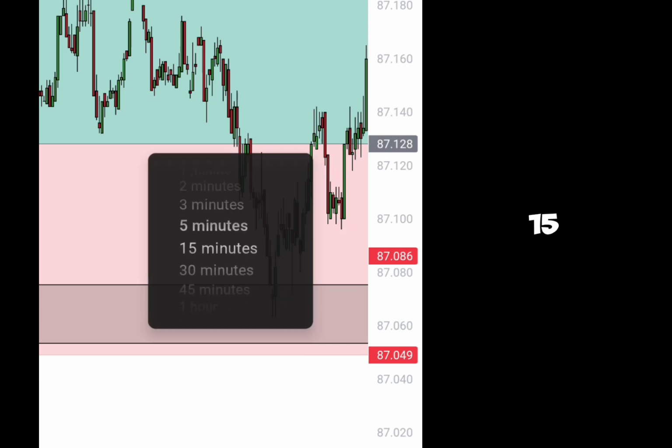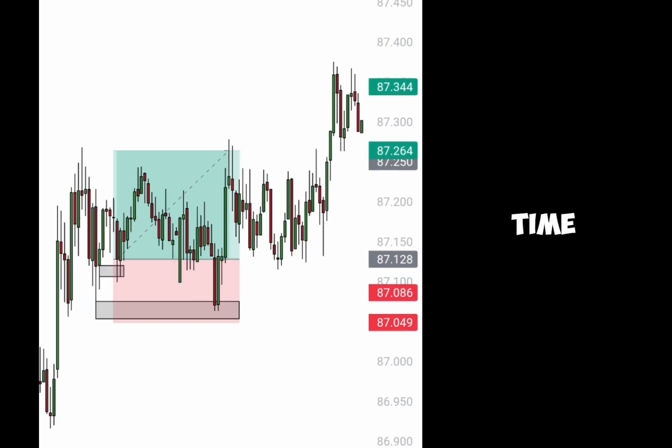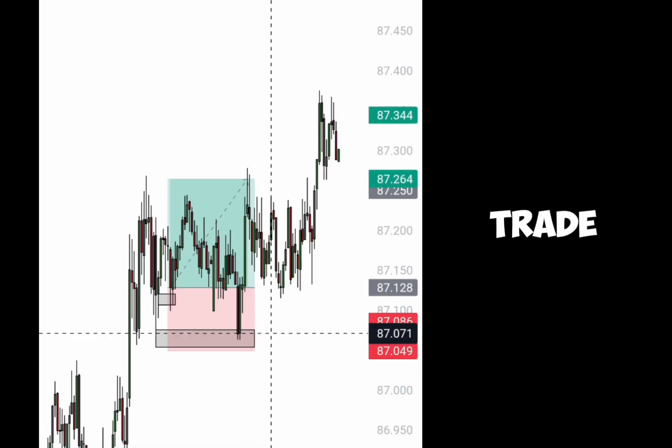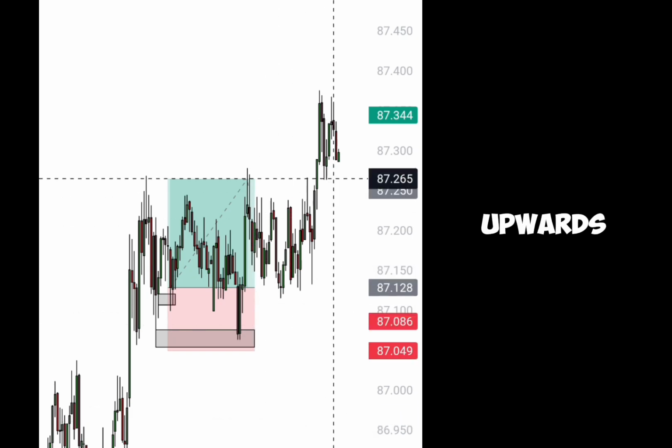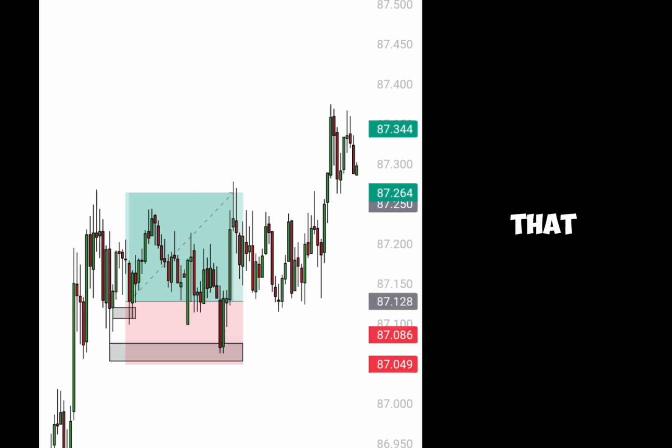So from the 15-minute time frame, it becomes clear. So this is it on the 15-minute time frame. So this is the trade, still running upwards at the moment, but this is the trade that we took. So it makes it a lot easier for you to take trades, have your stop losses, and then have your target.